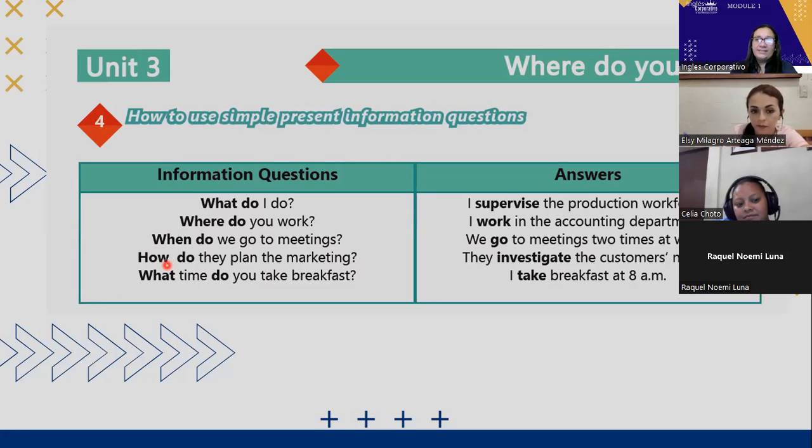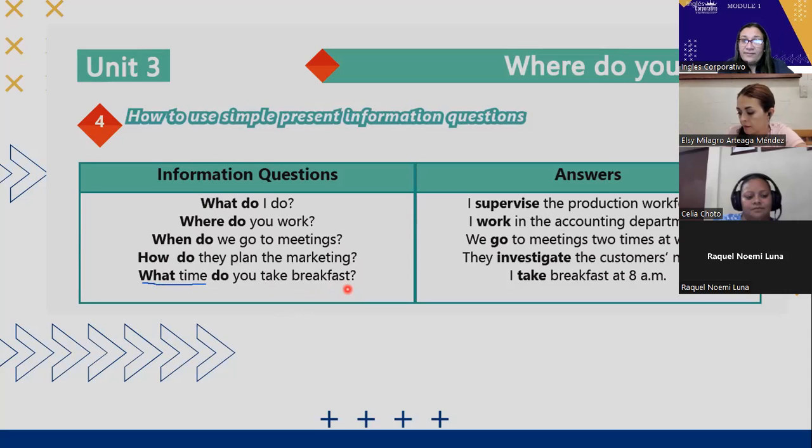And what time? Aquí. Déjenme ver si puedo hacer esto. Es un poquito abusive. Pero en mi caso, yo subrayaría todo eso. What time? What time? ¿Ok? Yes? What time do you take breakfast? What time do you start work? What time do you finish work? Yes? What time do you have classes?